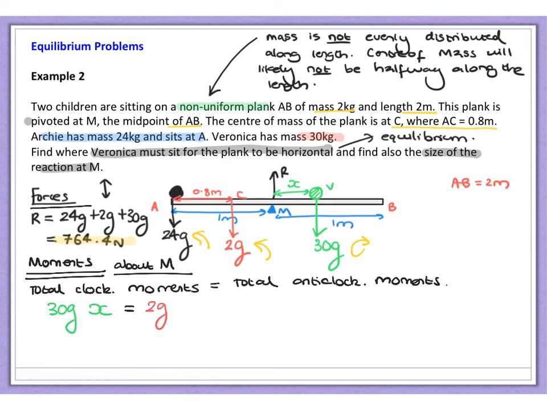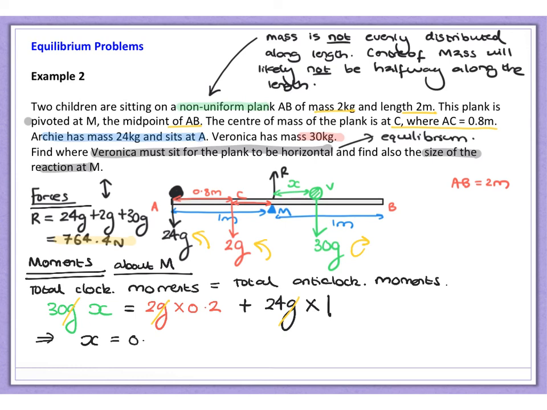Now, what's the distance between C and M? It's got to be 0.2. And then we have the weight of Archie, which is 24g multiplied by the distance between A and M, which is also 1. Now, this is a really easy equation to solve. Hopefully you can all see that g actually cancels out of every term, which makes life a little bit easier as well.